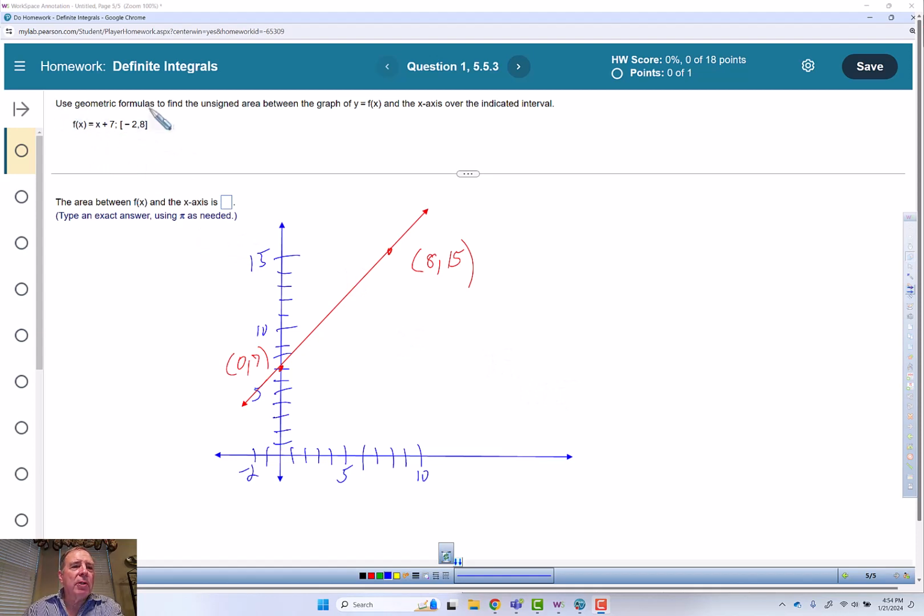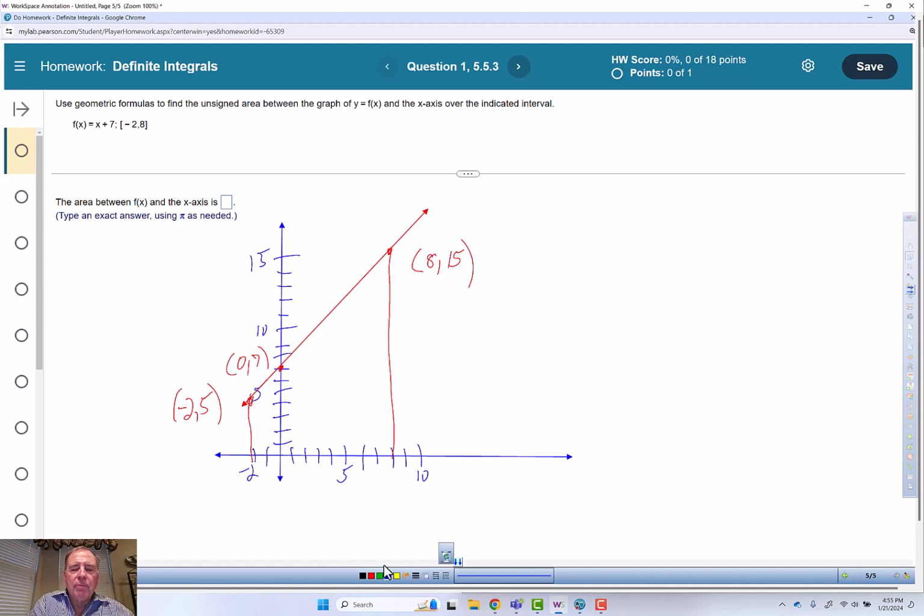It says use geometric formulas to find the unsigned area between the graph of y equals f of x and the x-axis over the indicated interval. And our interval is -2 to 8. So the book wants us to do this as a trapezoid. So we're going to -2 and over here to +8. So this point right here is (-2, 5). This point is (8, 15).